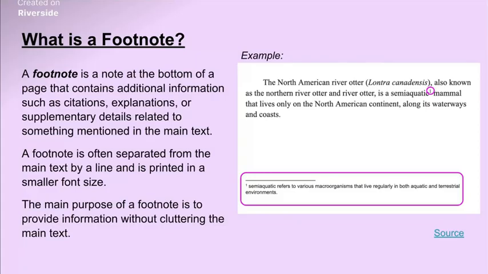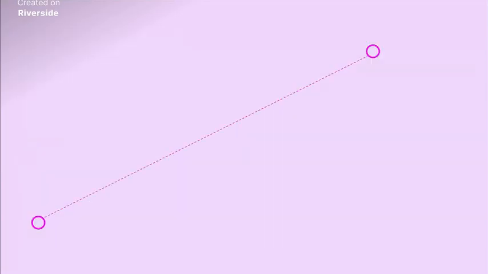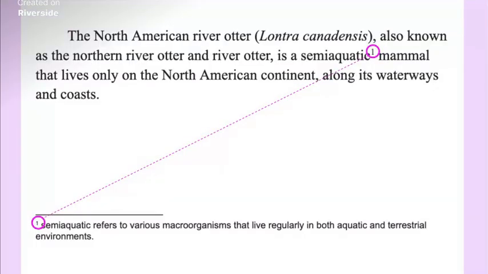And as you can see on the right, I just have a little example that I pulled from Wikipedia. The North American river otter, also known as the northern river otter and river otter, is a semi-aquatic mammal that lives only on the northern American continent along its waterways and coasts. And you can see here that I took the word semi-aquatic and I put the definition in a footnote. And you can see here it's 1-to-1. The footnote should be the same as its respective number on the top so that you can easily find the information that it's referencing. So here, semi-aquatic, its definition is in the bottom footnote.